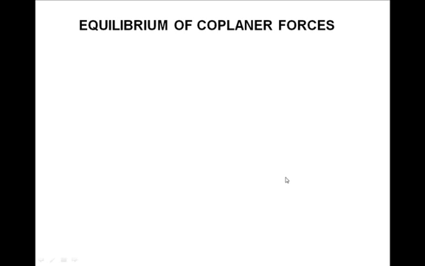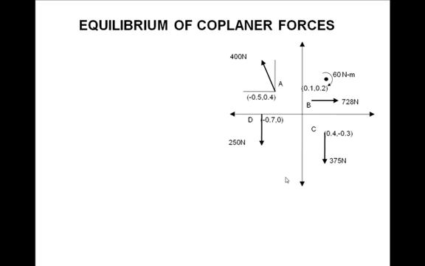Okay. So equilibrium of coplanar forces, let me explain it like this. Let there be a coplanar non-concurrent system, as shown in this figure. There are forces 400 Newton, 250 Newton, 375 Newton, then there is a moment, then there is another 728 Newton at known locations, and the inclination, magnitude, everything, let's say, is known.